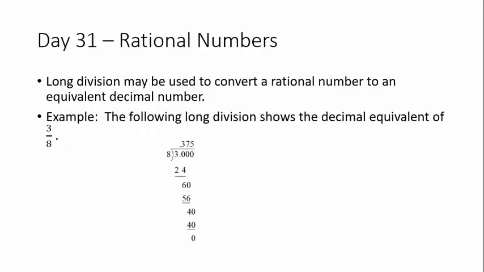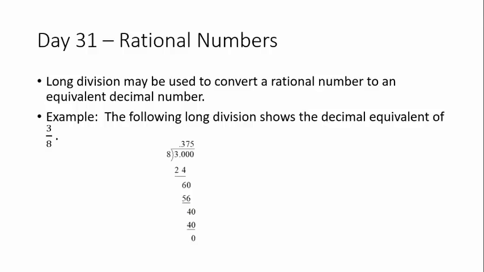One way of converting a rational number to an equivalent decimal number is to use long division. Here, I'm showing you how we would find the decimal equivalent to 3/8. You've all done this in the past. This is something you should practice. We do have calculators that do this. Being able to do it by hand is valuable to you as a teacher.